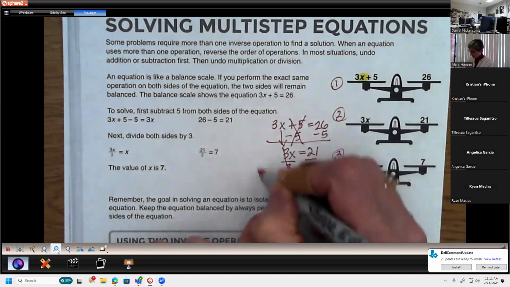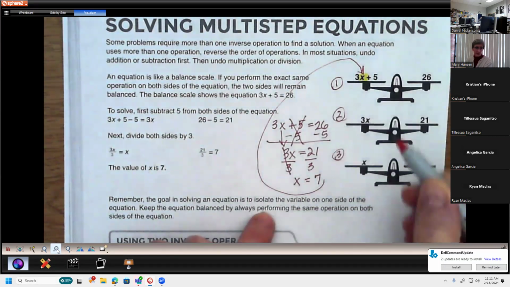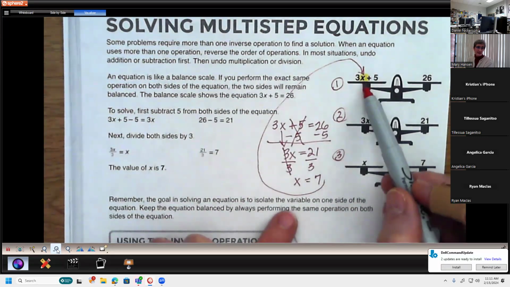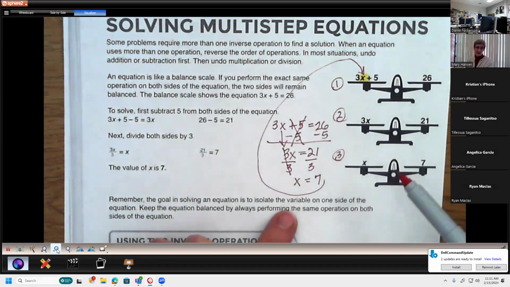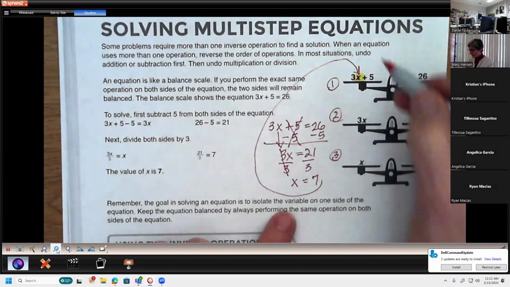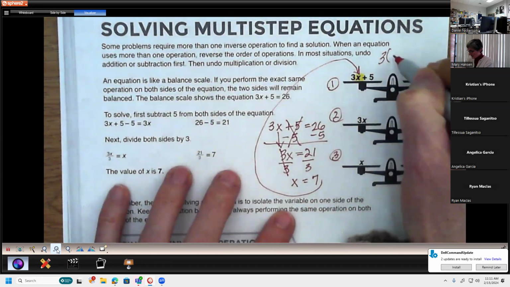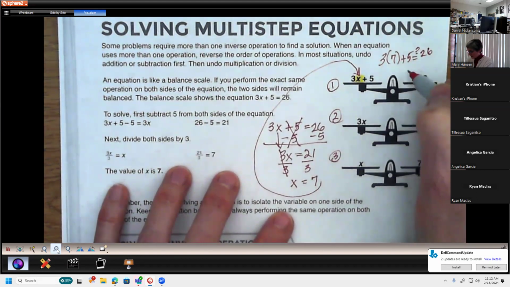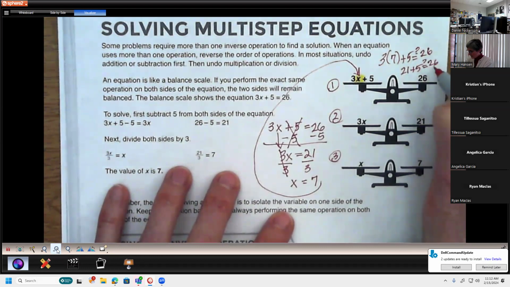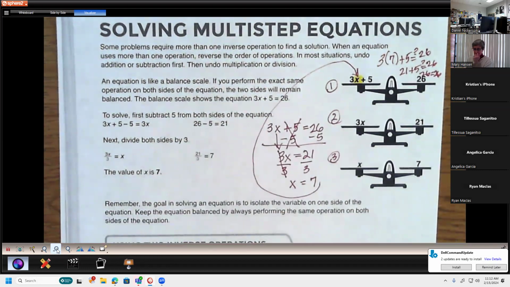Okay, we can still check this. This 7 can go all the way back up here. 3 times 7 is 21, plus 5 is 26. And so that tells me that my answer is correct. And 3 times 7, I have 21 plus 5, or 26 equals 26. Okay.